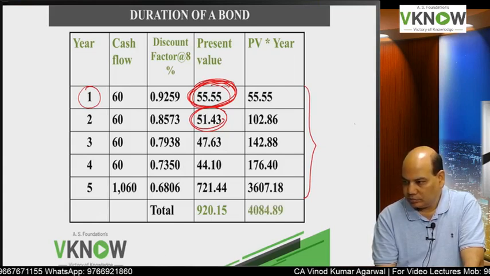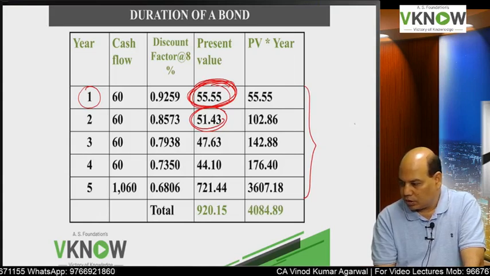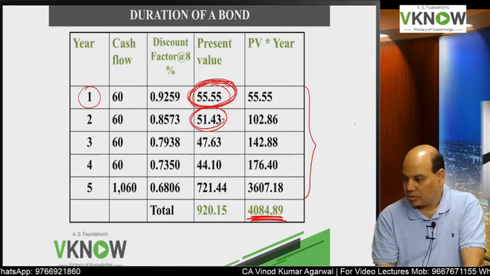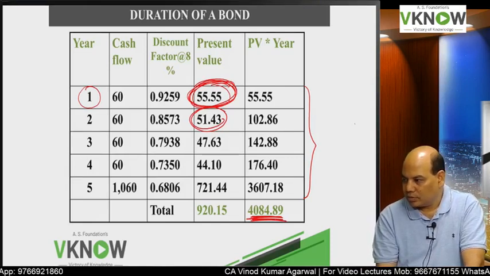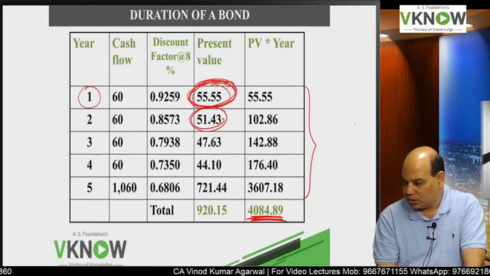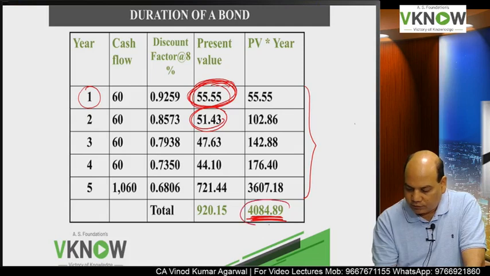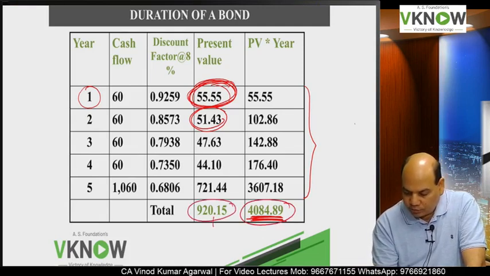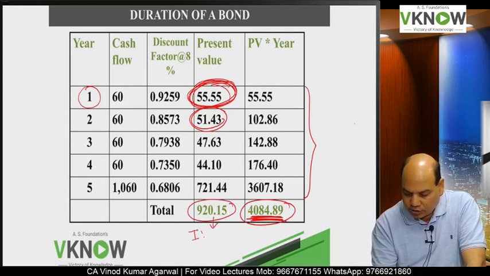4084.89. Check the answer. If you are close to this number, you are right. 4084.89. Are you close to this number? Yes. So students have confirmed this amount. 920.15 is also called intrinsic value of bond or present value of bond.